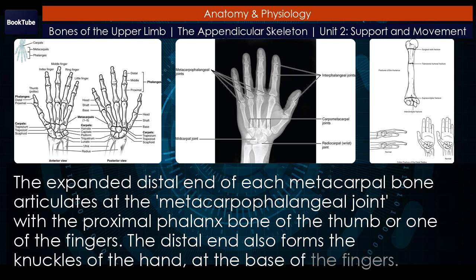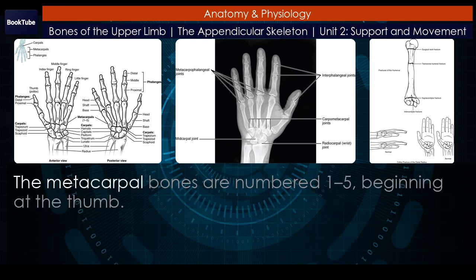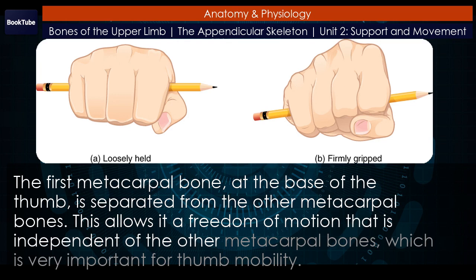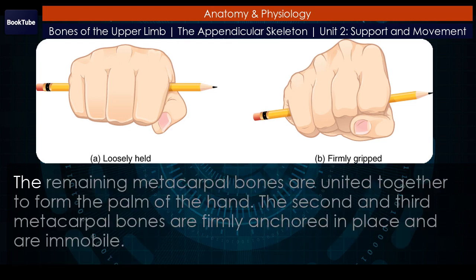At the base of the fingers, the metacarpal bones are numbered 1 to 5, beginning at the thumb. The first metacarpal bone, at the base of the thumb, is separated from the other metacarpal bones. This allows it a freedom of motion that is independent of the other metacarpal bones, which is very important for thumb mobility. The remaining metacarpal bones are united together to form the palm of the hand.